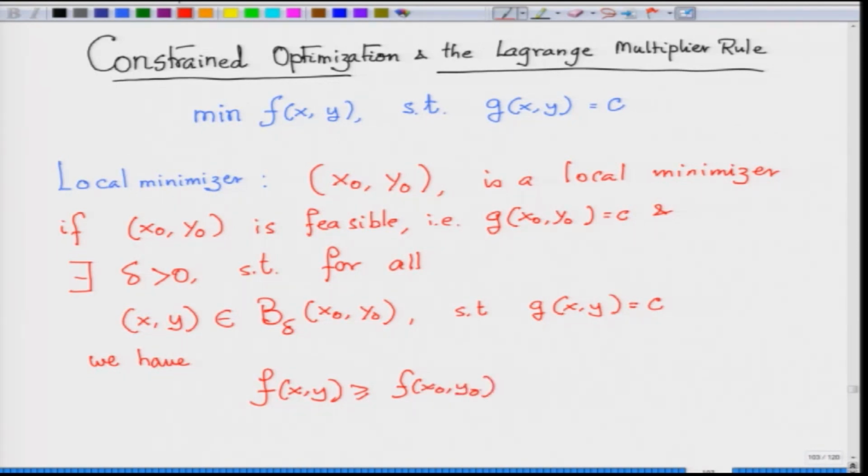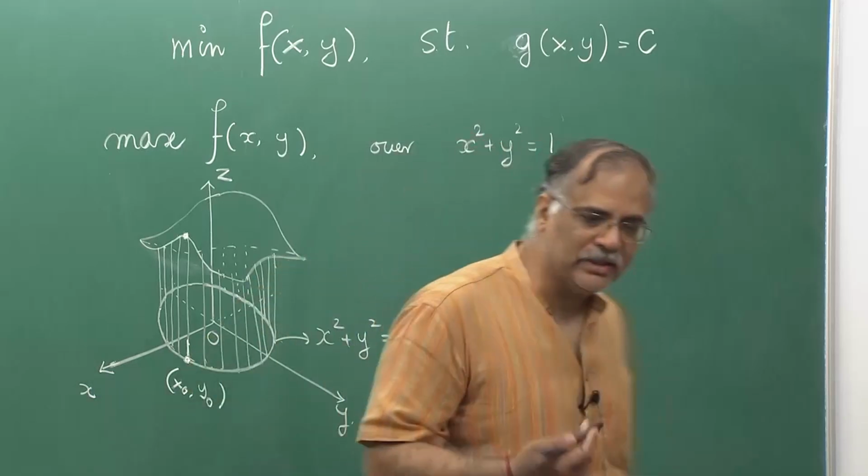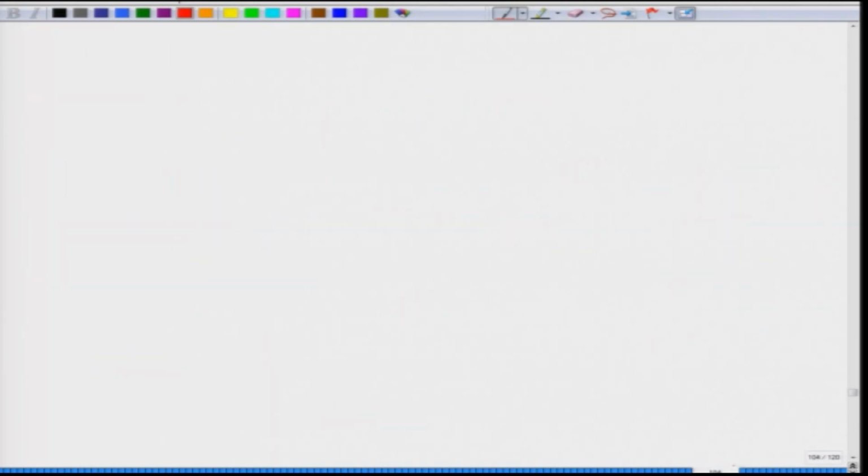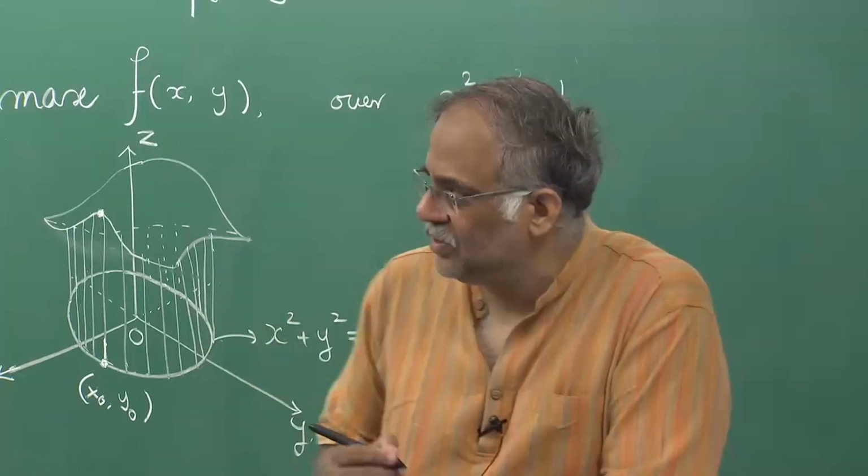So, writing the definition of a local maximizer is not a problem, because the story is the same, just change the inequality. So, I am not going to talk about a local maximizer. Global maximizer you understand, where you just say that for all x y which satisfy the constraint, I have this. But the story that we are going to talk about is for a local minimizer. The main theorem is actually written for a local minimizer.